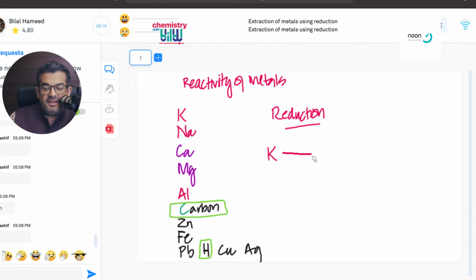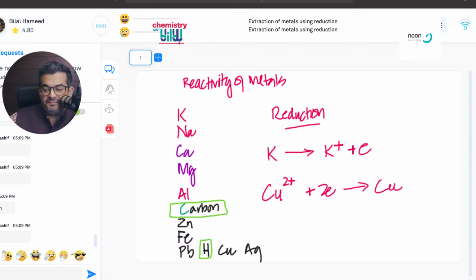So, and if there is reduction, there's also going to be oxidation. So for example, here is an example of an oxidation reaction, while copper 2 plus gaining 2 electrons is an example of reduction of copper. Reduction of copper. Okay. So far that's what we are seeing.